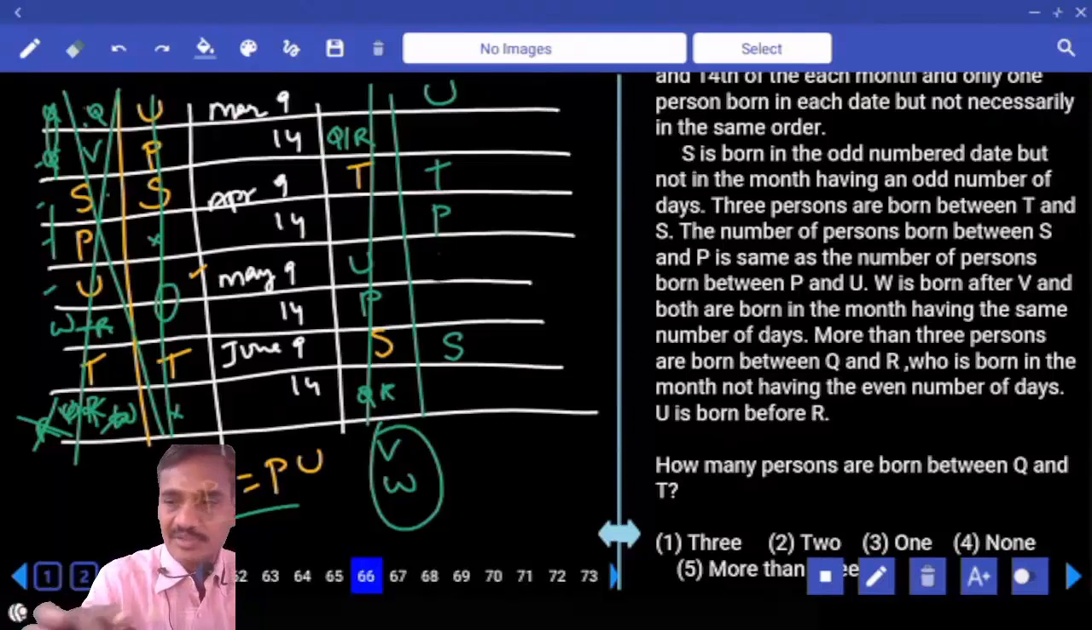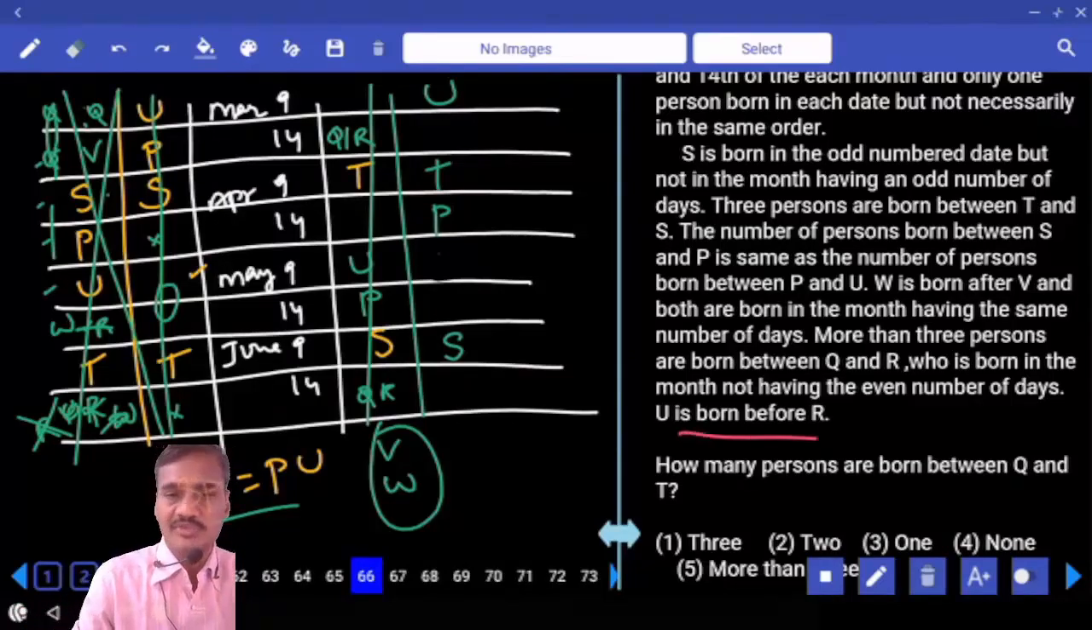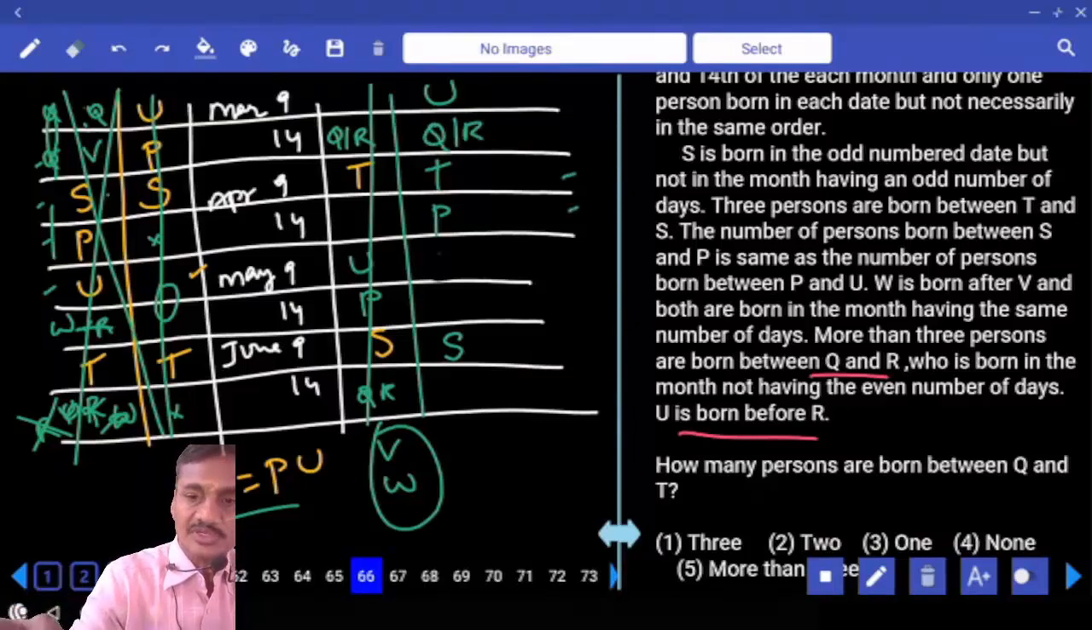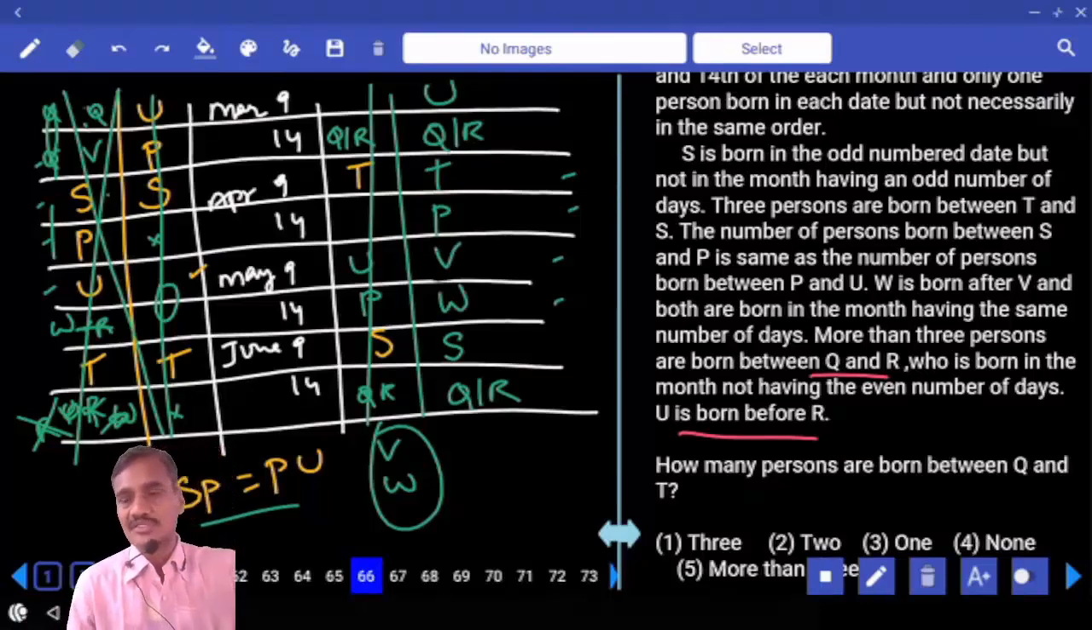At the same time between R and Q, U is born before R. More than 3 persons between Q and R, can we have one other person at this place or not? More than 3 persons means 1, 2, 3, 4. Hence the other person, Q or R, must be at this place. And if Q and R are here, V and W must be at this place. Both are born in the same month, that is, the same number of days.